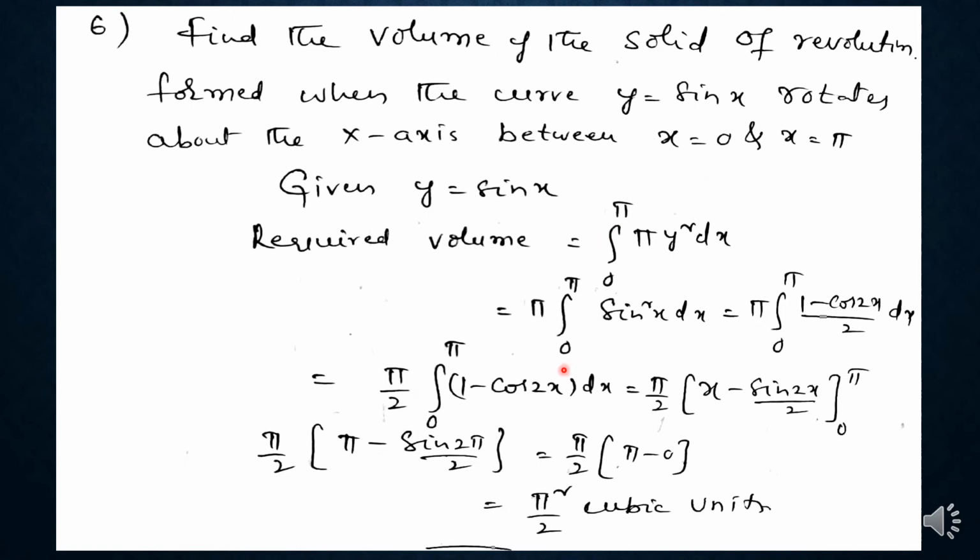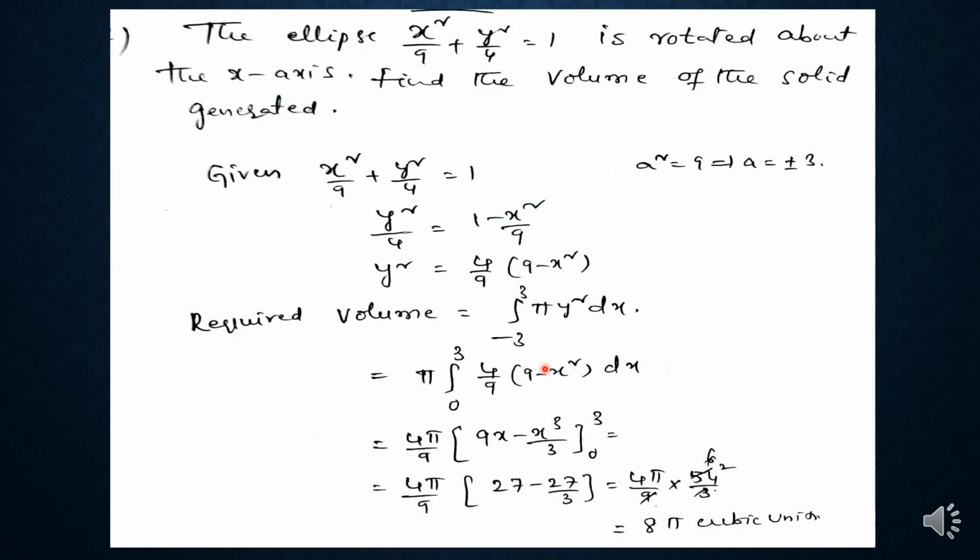Okay. Next problem. The ellipse x square by 9 plus y square by 4 is equal to 1 is rotated about the x-axis. Find the volume of the solid generated. So this is about the x-axis. What is the standard form of the ellipse? X square by a square plus y square by b square is equal to 1. The major axis is rotating about the x-axis.